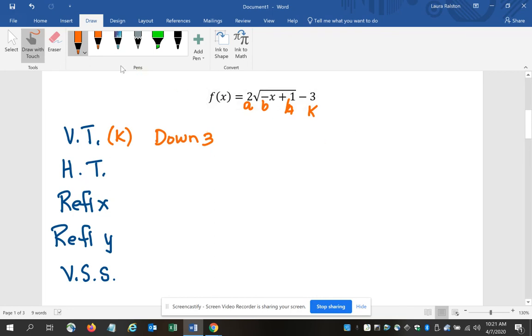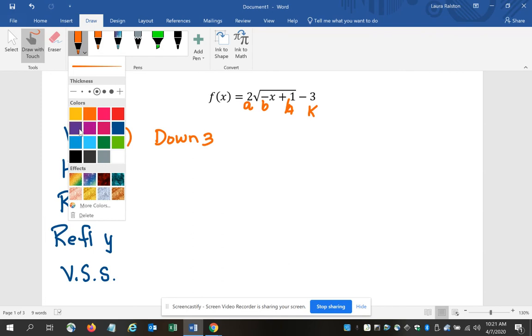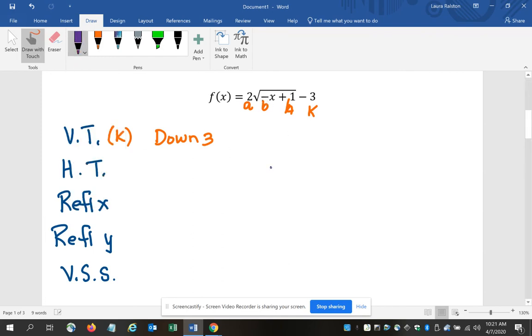Then the horizontal translation, and this is one that a lot of you missed, and I think you missed it because of this negative on the B. That's why I encouraged you to go off to the side and solve negative x plus 1 equals 0. If I solve that expression for x, you'll notice that we get a positive 1, which means we actually are going to the right one.